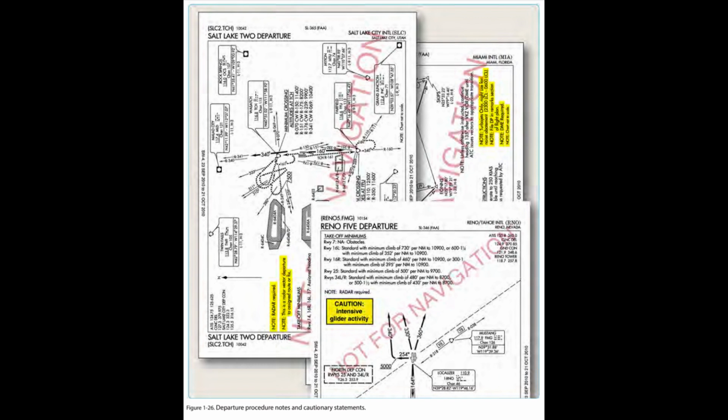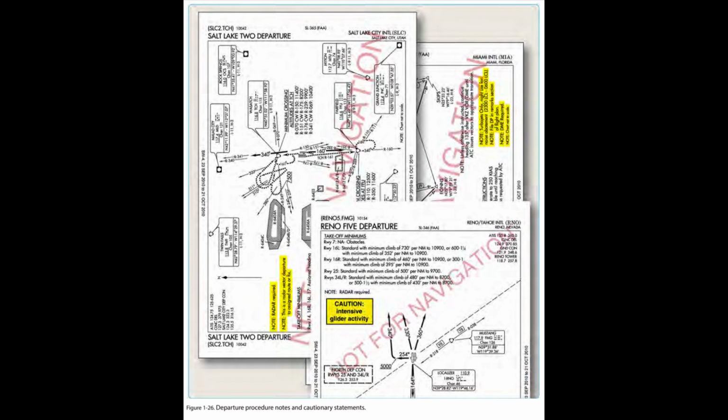Figure 1.26. Mandatory procedural notes may include: 1. Aircraft equipment requirements, DME, ADF, etc. 2. ATC equipment in operation, radar. 3. Minimum climb requirements. 4. Restrictions for specific types of aircraft, turbojet only. 5. Limited use to certain destinations. Cautionary statements may also be included on the procedure to notify you of specific activity, but these are strictly advisory.